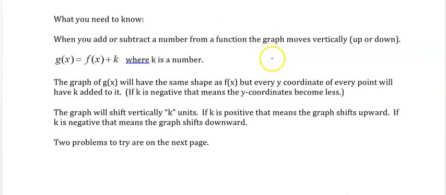So that's the summary right here. If k is negative, then you will shift it down. If k is positive, you'll shift it up. I have 2 problems for you to try on the next page.